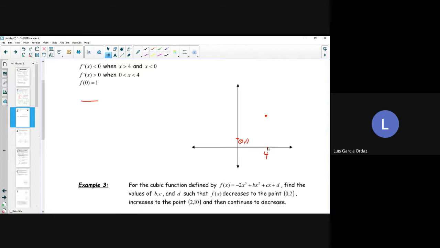So I'm going to draw my sign chart, which means that this is 0 and this is 4. My slope of my tangent is going to be 0 at these places. So I'm going to have decreasing, increasing, decreasing. So if I were to sketch a graph, it would look like this.